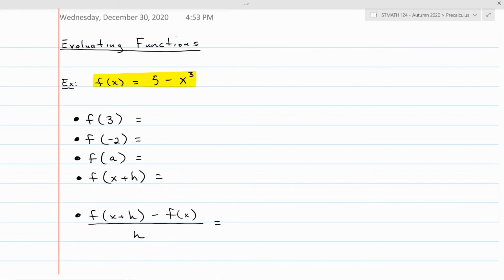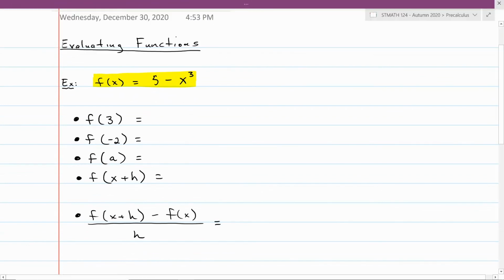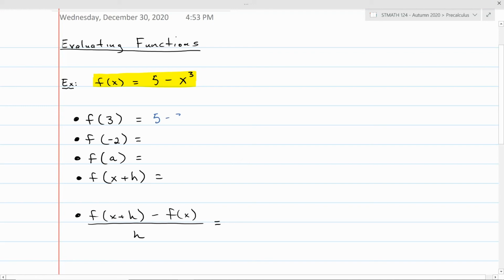That's really important in calculus. So for example, we got this function f of x equals 5 minus x cubed. So if I say, what's f of 3? Well, that just means put 3 in for x, right? So you do 5 minus 3 cubed. So it'd be 5 minus 27 equals negative 22. Similarly, f of negative 2, you would do 5 minus negative 2 cubed. So that would be 5 minus negative 8. Notice I'm being careful with my signs here. So I'm going to get positive 13.